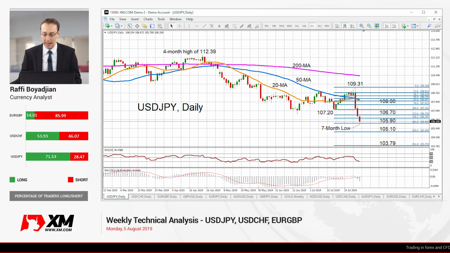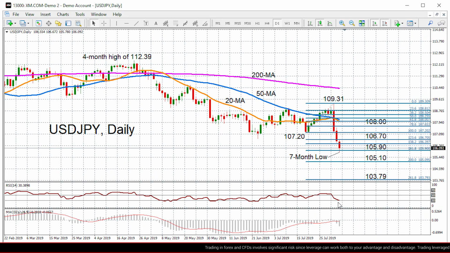And for this week, we're going to be looking at the dollar yen, the dollar Swiss franc, and the euro pound. Let's start first with the dollar yen pair. We can see it's pretty much a bearish picture in the short term. The RSI at the moment is just above the oversold territory. The MACD has turned deeply negative. Prices earlier today hit a 7-month low, though at the moment we are seeing a bit of a rebound, but looking at the negative momentum indicators, that downtrend is likely to extend in the near term.